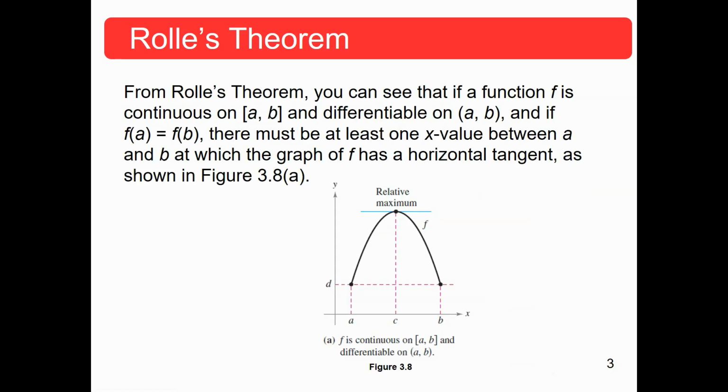Here's a good picture, not my crazy drawn one, that shows this exact thing. If I plug in a and b and get the same value, then there has to be somewhere in here where we have a horizontal tangent, or the derivative equal to 0. So somewhere where f prime of c equals 0.